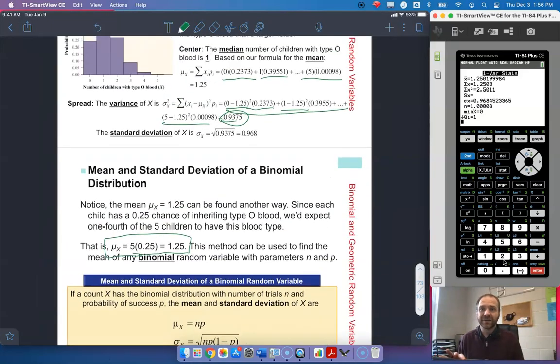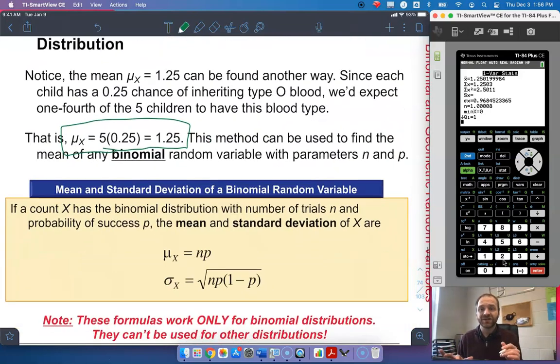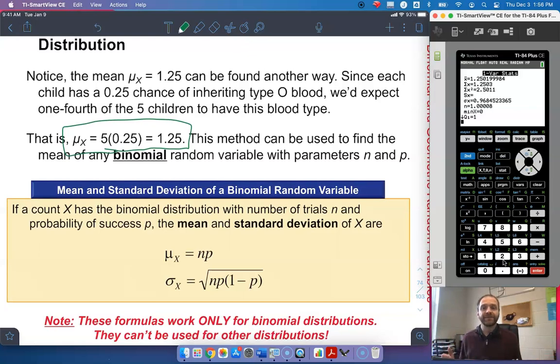So yes, I could do all of that, and the dot, dot, dot stuff. Or if I can tell it's a binomial probability situation, I can just use mu sub x equals n times p. Now, it probably is not obvious for the standard deviation formula, and that's okay. The standard deviation is the square root of your sample size times p, the probability of success, times 1 minus p, the probability of failure. That is your standard deviation. These formulas only work for binomial distributions. They do not work for any others.